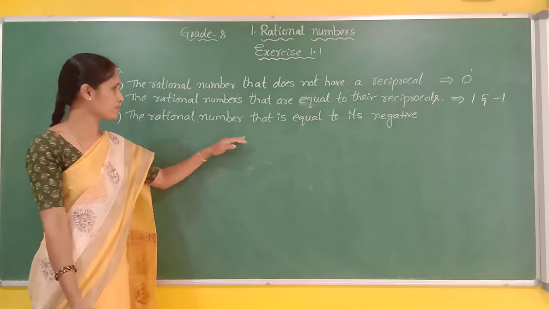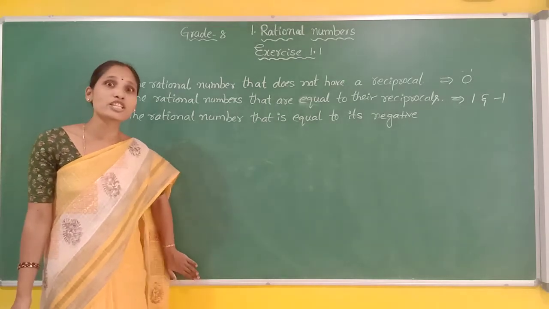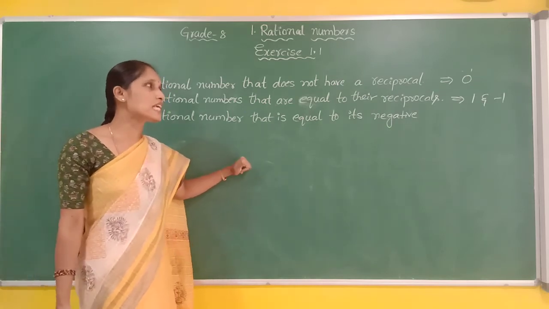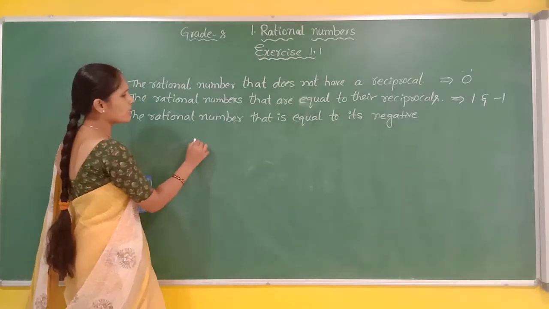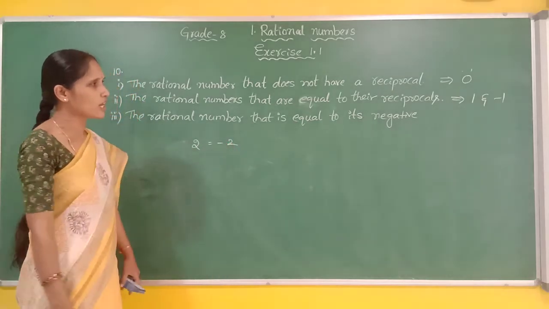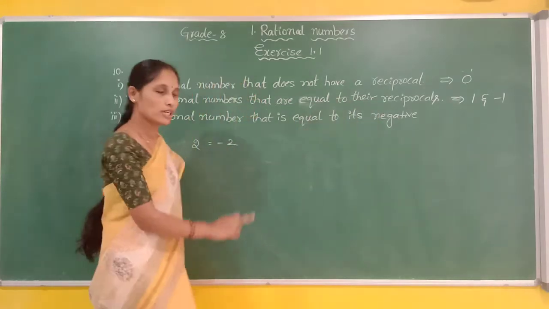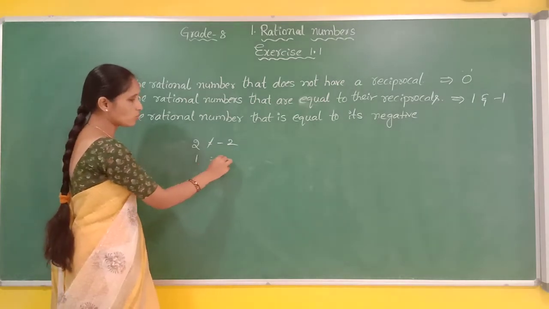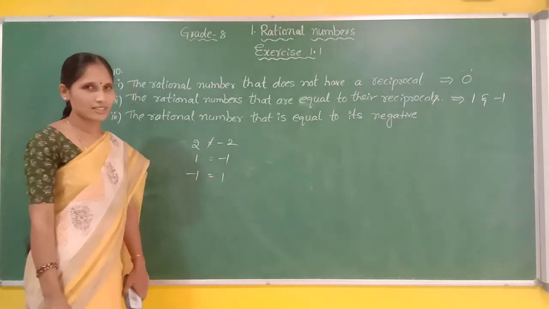Okay, the next question. The rational number that is equal to its negative. Let's take any number. Okay, 2 is a number. Its negative is minus 2. These two values are not equal. Here the question is the number that is equal to its negative. Even if we take 1, that is not equal to minus 1. If we take minus 1, that value is equal to 1.